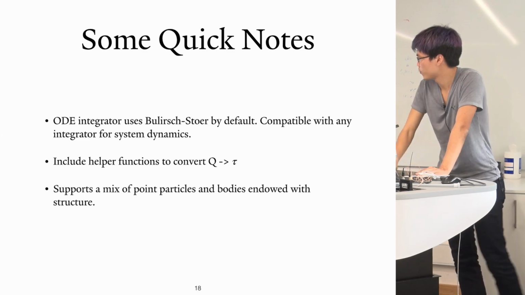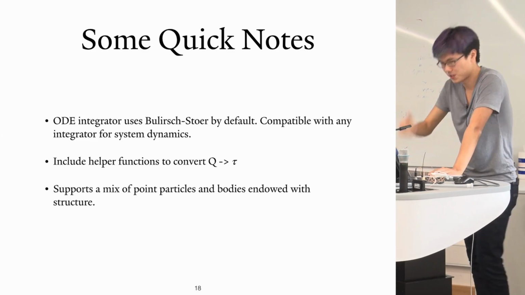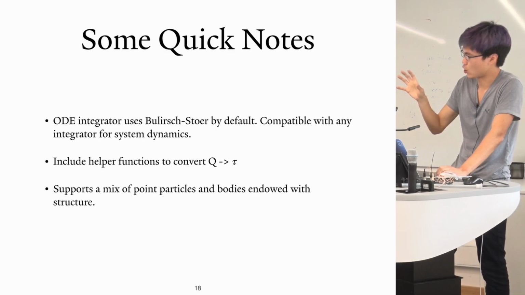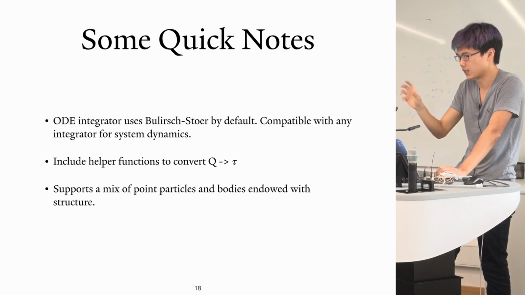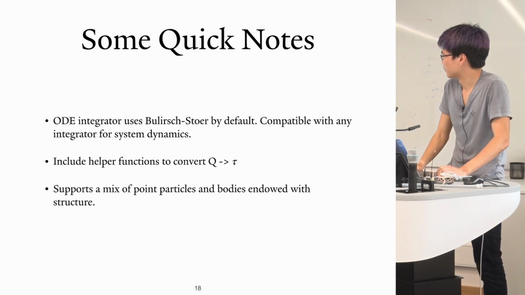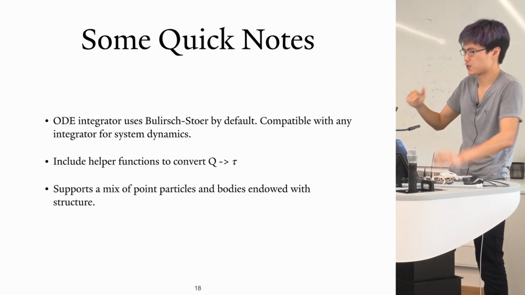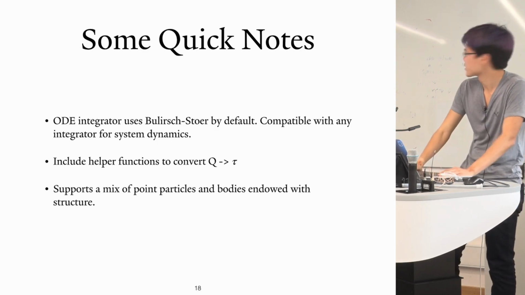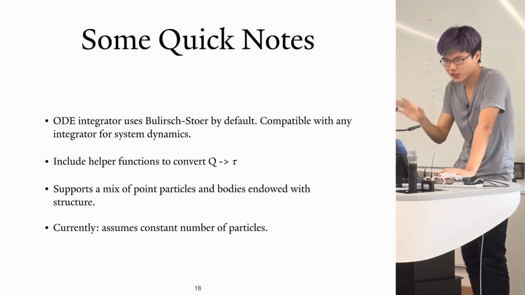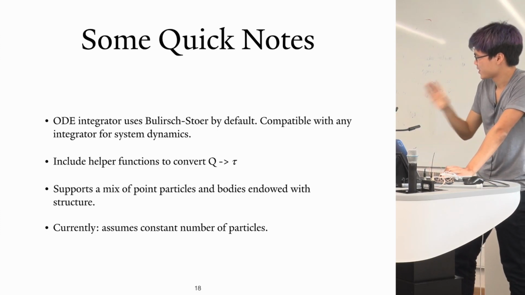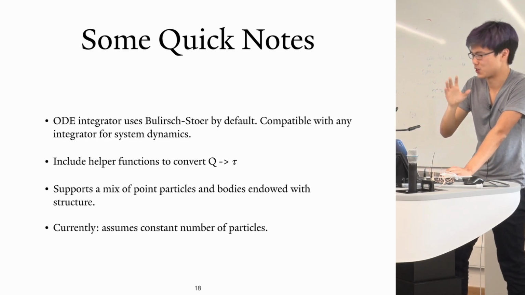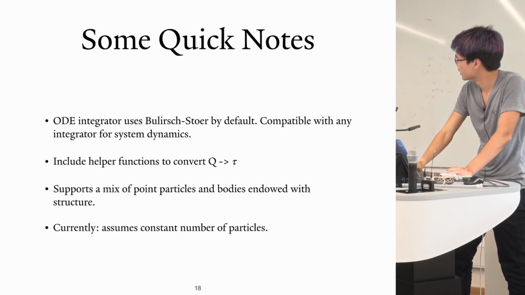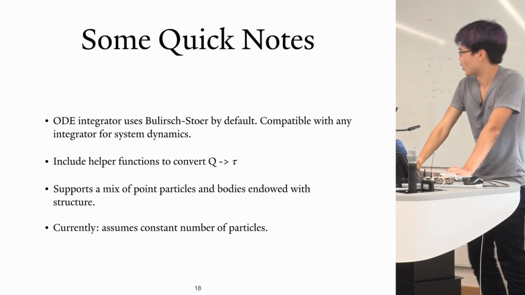We support a mixture of point particles and bodies endowed with structure. This is very important because while these effects are always present, sometimes they're insignificant if the distances are great. So this helps the simulations not rapidly get out of hand computation-wise. And currently, we assume a constant number of particles. So sadly, at the moment, the code does not support particles disappearing or getting ejected, but hopefully we'll be working on that in the near future.